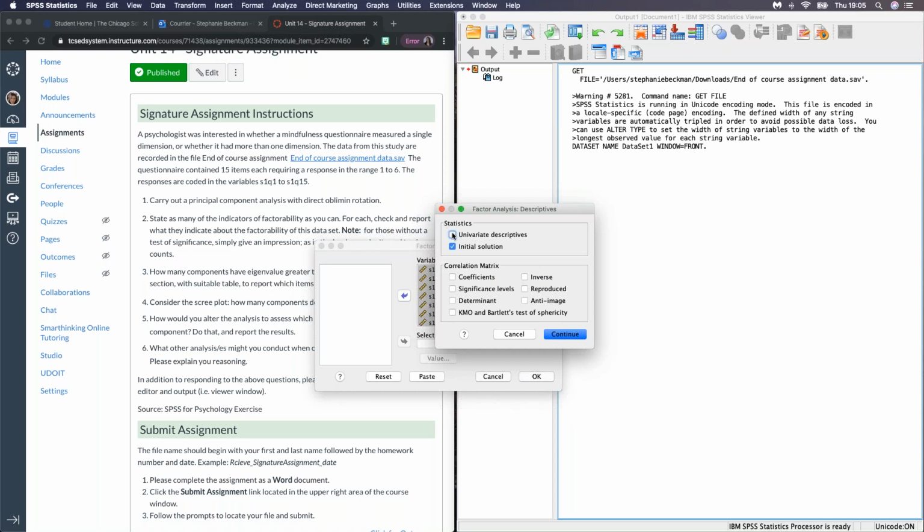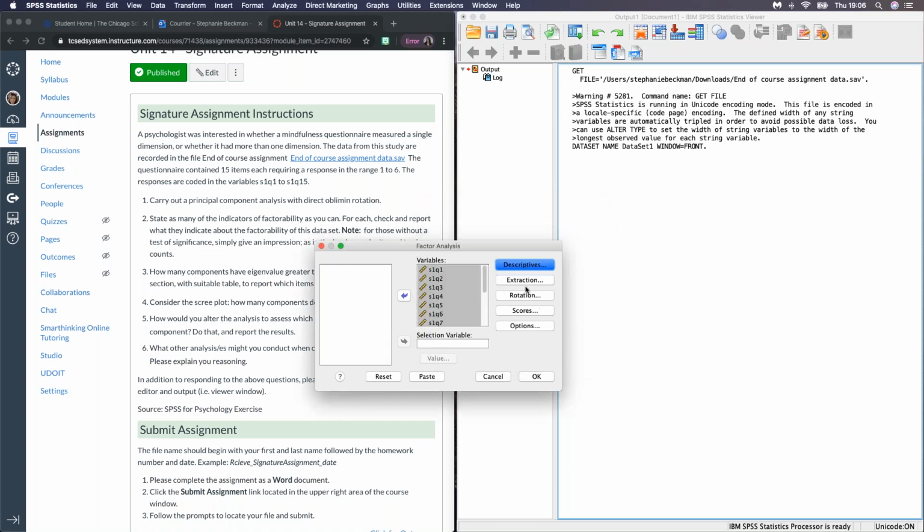So under Descriptives, I want to check the univariate descriptives box, coefficients, significance levels, KMO and Bartlett's test of sphericity, and reproduced and anti-image. So if the 6th edition suggests any other ones, you're welcome to see what happens when you check them. But remember that because the assignments were written under the assumption of the 5th edition, the ones that you need will be these ones.